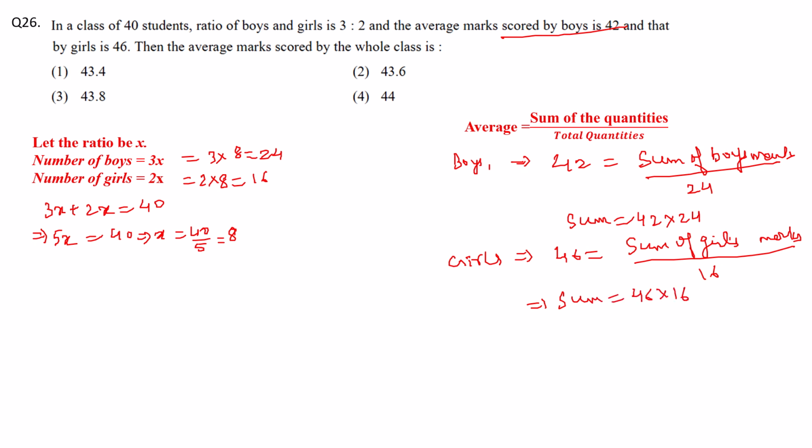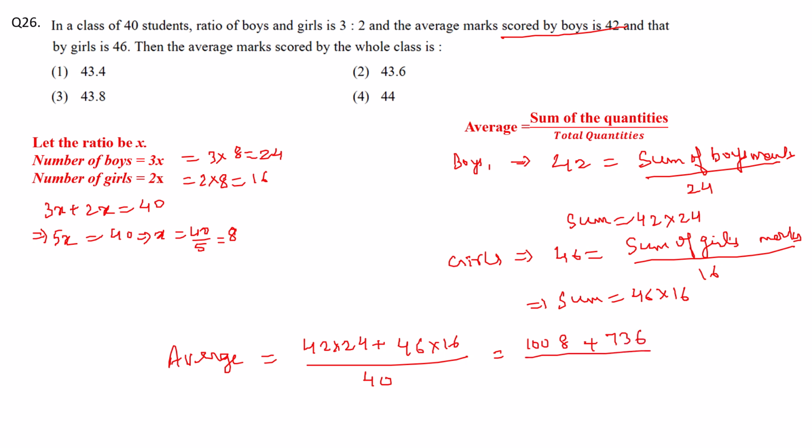Now you have to find the average marks of the whole class. So average will be the sum of the marks scored by boys, 42 into 24, plus marks scored by girls, which is 46 into 16, divided by the strength of the class. Strength of the class is 40. And then you have to solve this. So 42 into 24 you will get 1008. 46 into 16 you will get 736, divided by 40. If you add it, you will get 1744 divided by 40, and then you will get the final answer as 43.6. So the second one is the correct answer.